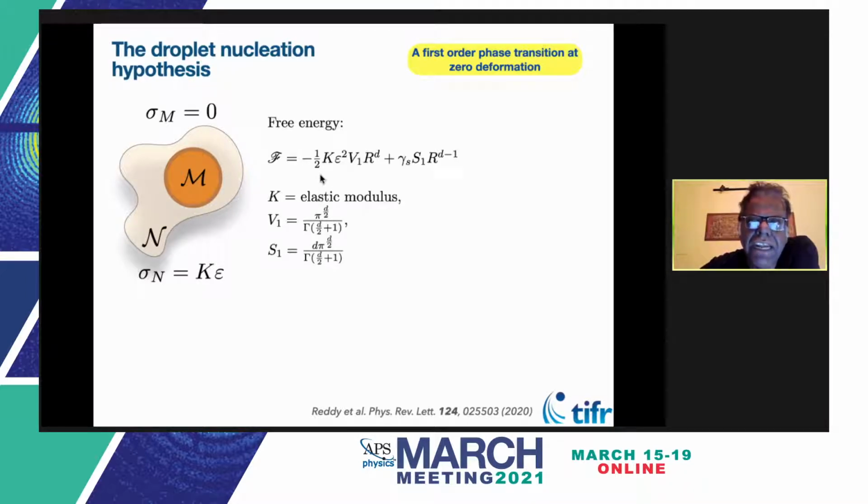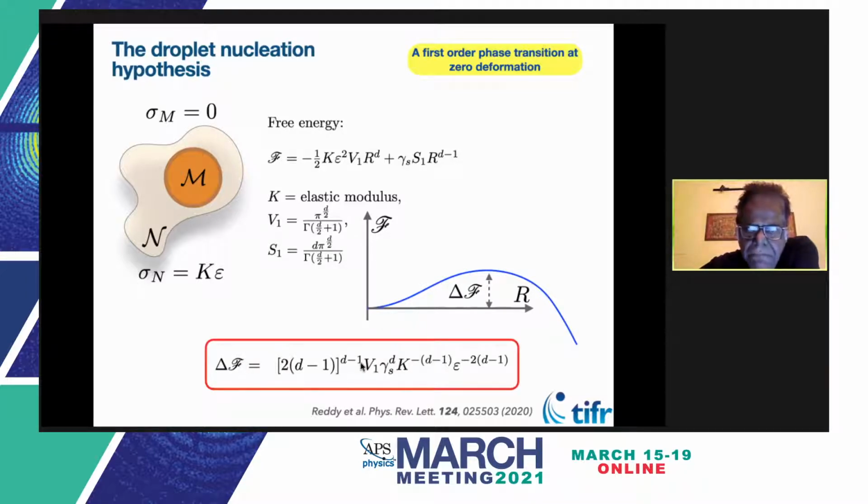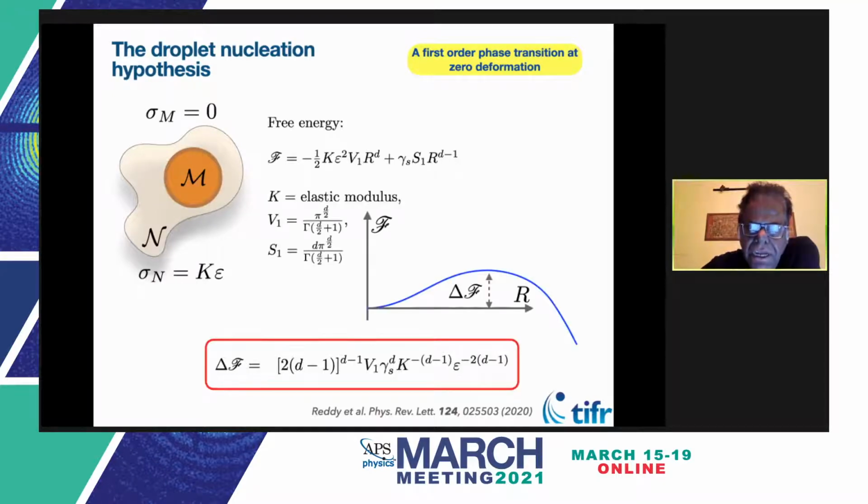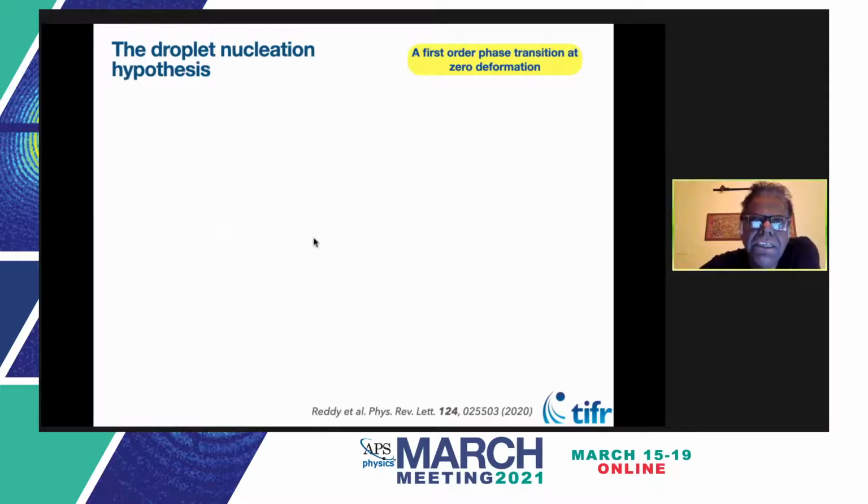So you do an energy audit, volume and surface, and then you can plot the free energy as a function of the size of these droplets, and it goes through a maximum, and you can find out the barrier. The barrier diverges as 1 by epsilon square. Okay, so this is a very standard classical nucleation theory calculation. So how do you convert that to something that can be compared with experiments?